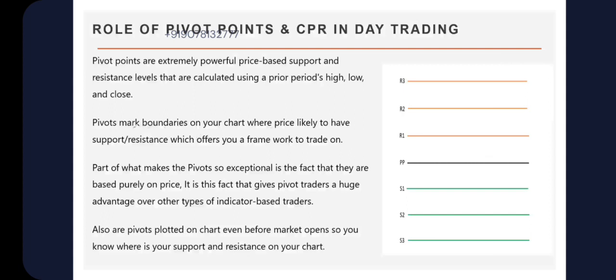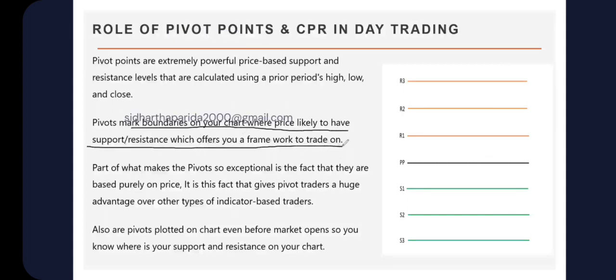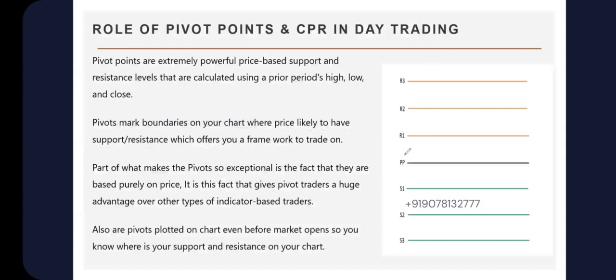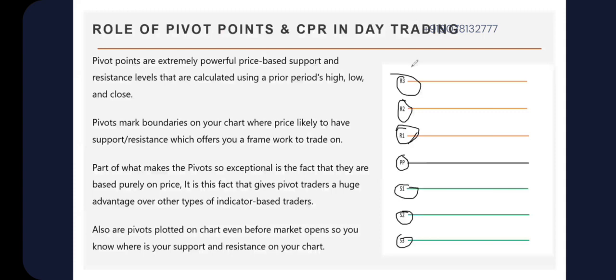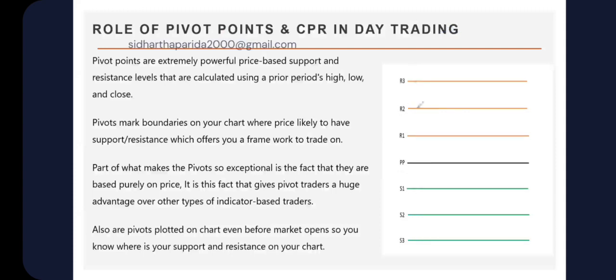So pivots mark boundaries on your chart where price is likely to find support and resistance, which offers you a framework to trade on. For example, this is the central pivot, R1 pivot, R2 pivot, R3 pivot, S1 pivot, S2 pivot, S3 pivot. So it is giving you a framework to trade on, and you know where your support and resistance are. What does R stand for? R stands for resistance. What does S stand for? S stands for support. What is PP? PP stands for pivot point, right?